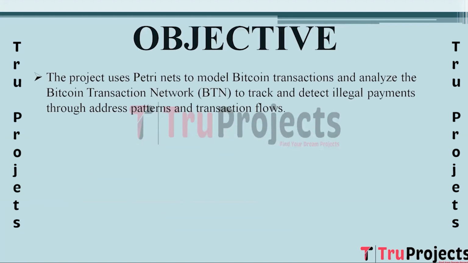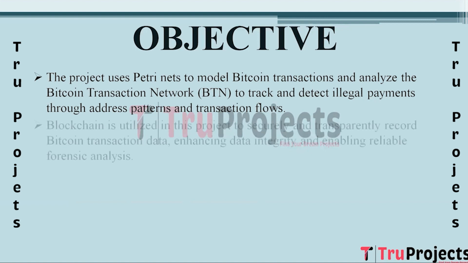Objective. In this project, Petri nets, a mathematical modeling tool, are employed to create models for Bitcoin transactions. These models allow for a structured representation of the Bitcoin transaction network (BTN), aiding in the analysis of transaction data to track and detect illegal payments.